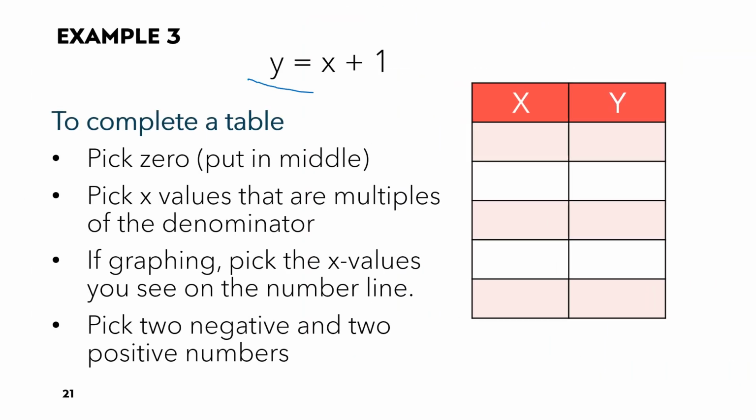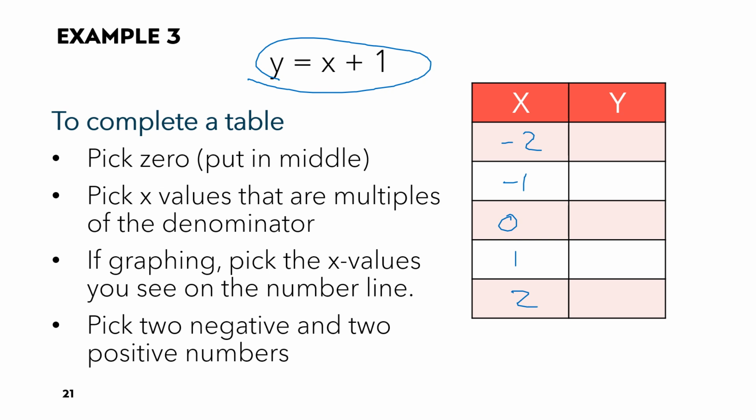Well, let's just work the math here. If we're going to complete the table, I'm going to start with 0. -1 is a multiple of 1. -2 is a multiple of 2. And then I'm going to write the opposites, 1 and 2.